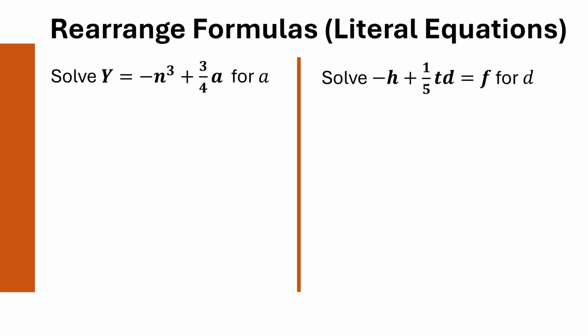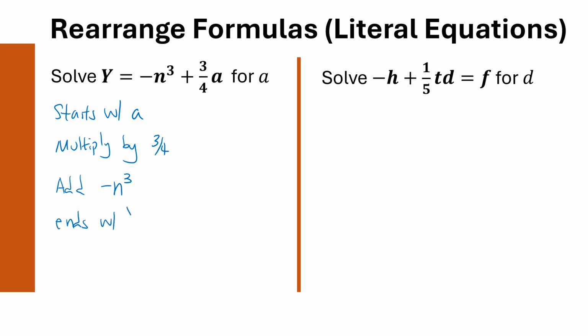If you have a fraction in the equation, the process is exactly the same. You just have to do a little more simplifying at the end. So for this equation, we're solving for a, so we're going to start with a. The number in front of a is 3/4, so a is being multiplied by 3/4. And then it's being added by negative n to the third power, and the equation ends with y.